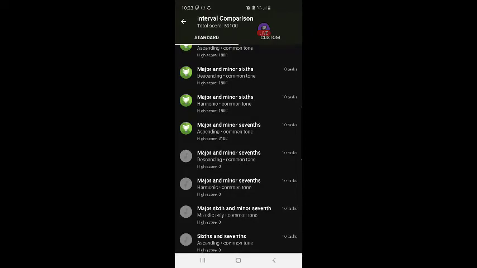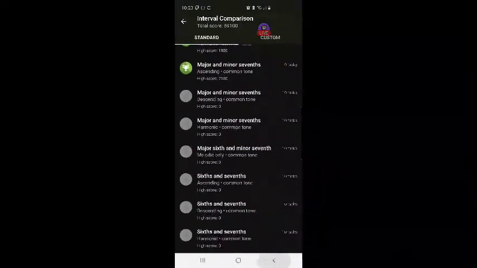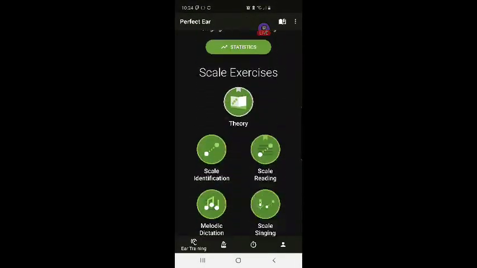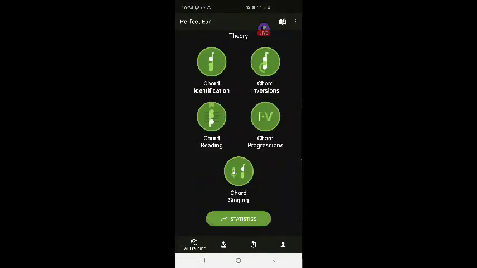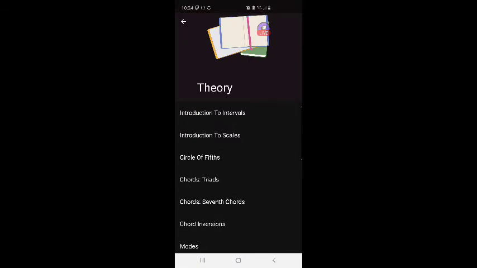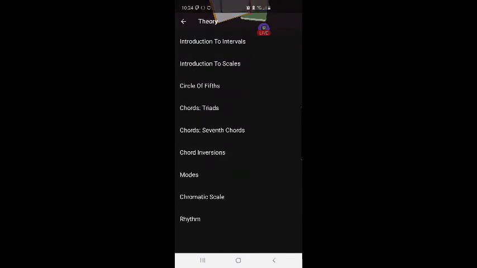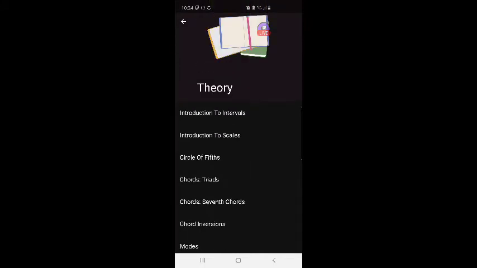I think it's kind of fun after I do an exercise to look through the app and see if there's new stuff. Let's look at my stats. I just completed an exercise. There's a book, Introduction to Scales. Wow, there's a lot here. Maybe I'll just do a little bit of reading.